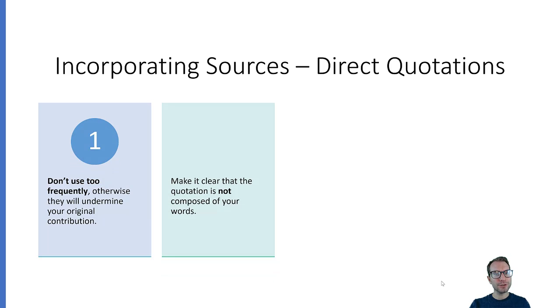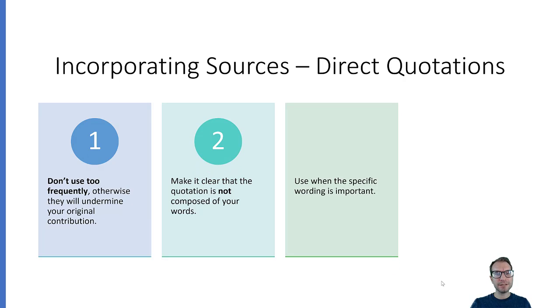You need to make sure when you are using a direct quotation that you clearly indicate to your reader that the quotation is not from you. So you need to include it within quotation marks, you need to provide a citation, and you will generally want to include a signal phrase, such as the author says, the researcher explains, the scholar relates, some phrase like that to make it clear to your reader who the quotation is actually coming from.